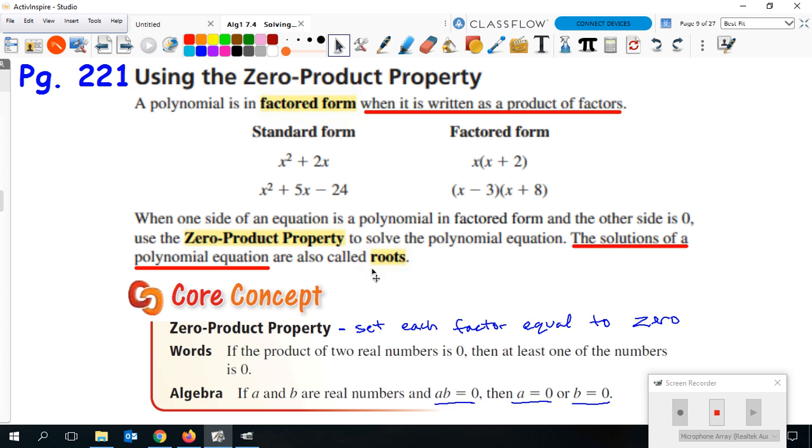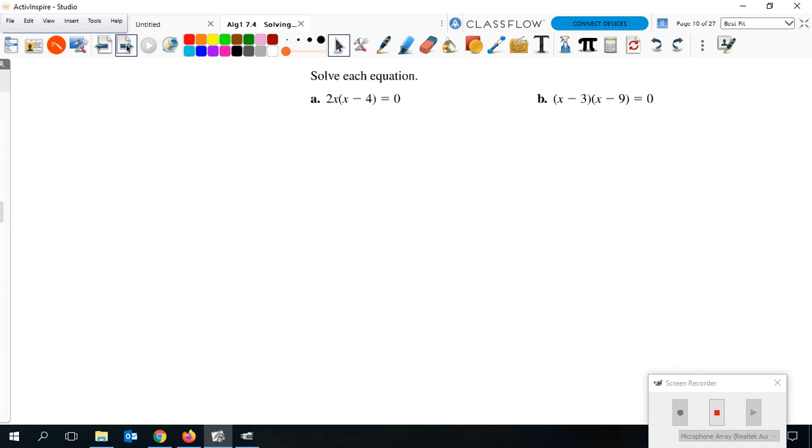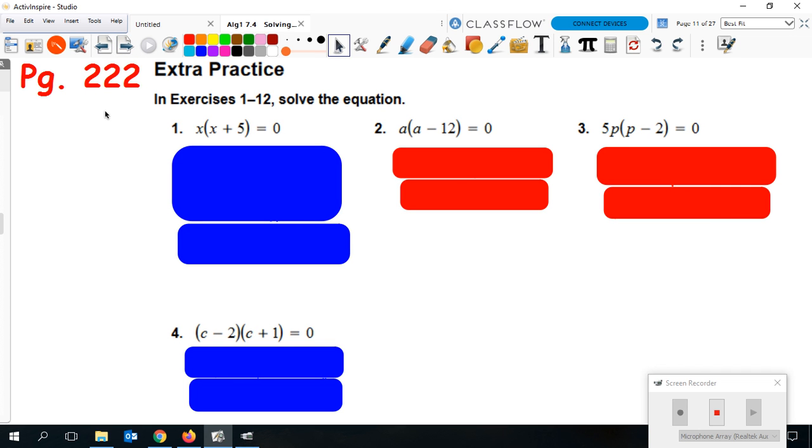And it says right here, roots. What is roots? Roots would be the solutions of a polynomial equation. You want to write that down for roots on your vocabulary. Roots is just another way of saying the solutions, the answers to a polynomial equation. So you might hear that, read that sometimes, or hear me say that sometimes. All right, let's move on into looking at just our first extra practice right here on page 222.